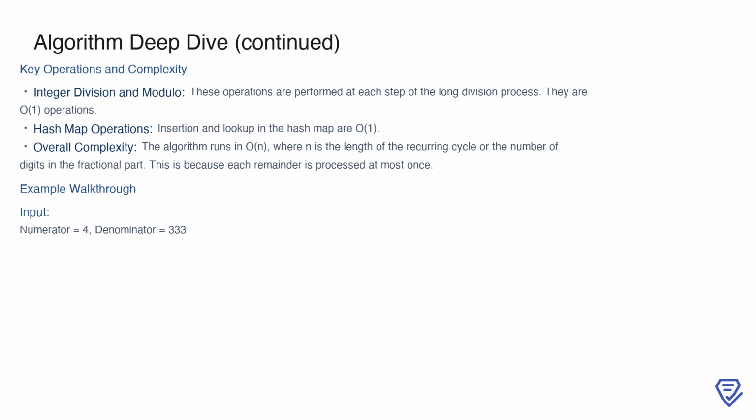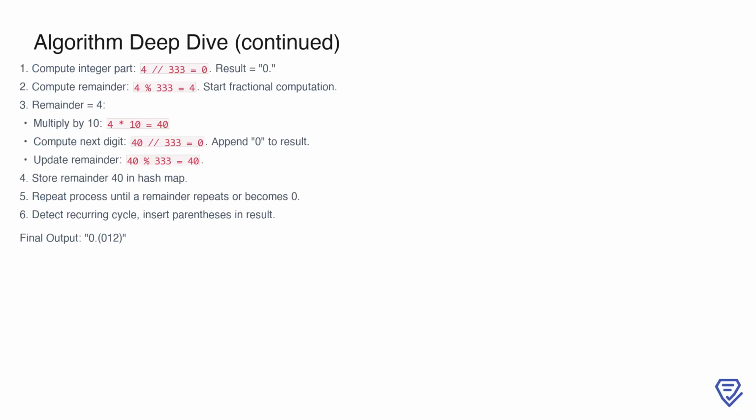To illustrate these concepts, let's walk through an example where the numerator is 4 and the denominator is 333. This will demonstrate how the algorithm computes both the integer and fractional parts, detects cycles, and constructs the final result. For the given example, we start by computing the integer part. 4 divided by 333 gives 0, so the initial result is 0. Next, we calculate the remainder, which is 4, and begin processing the fractional part.